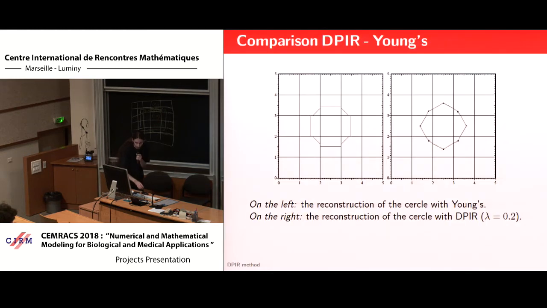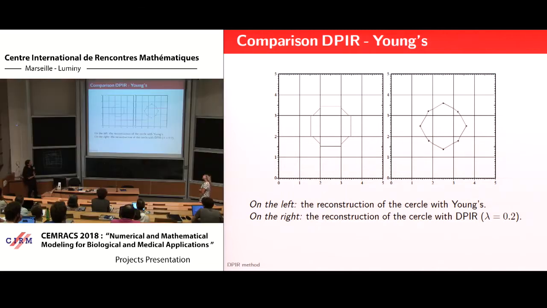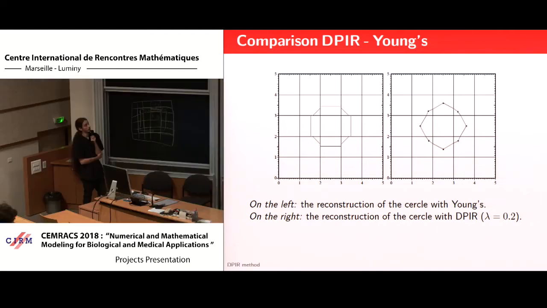So here we have an illustration of DPR after its second step compared to Young's method. So Young's is still not continuous, and we try to reconstruct a circle. And here we use a discretization of edges corresponding to 50 points on each edge.